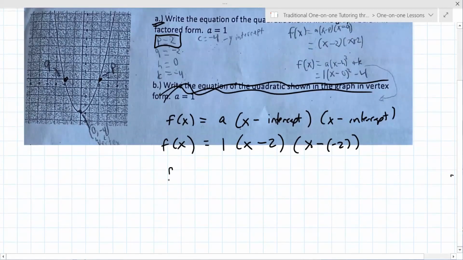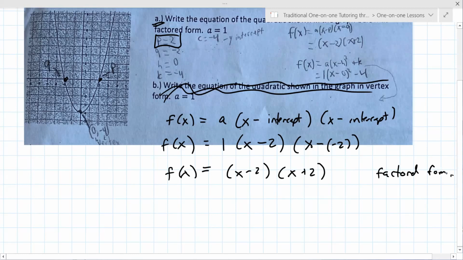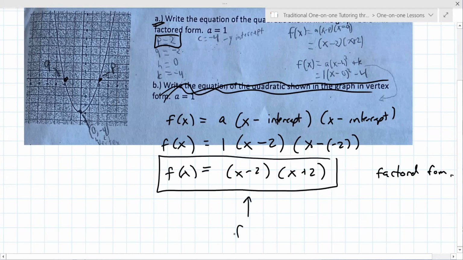Okay, so you don't leave the 1. And I wouldn't just write it as +2. You would write this as x plus 2. And this is factored form. This is done. Factored form means you're going to have factors. These are each factors. That's a factor, and that's a factor. Is that okay? Is that clear? Yeah, I think so. Great.